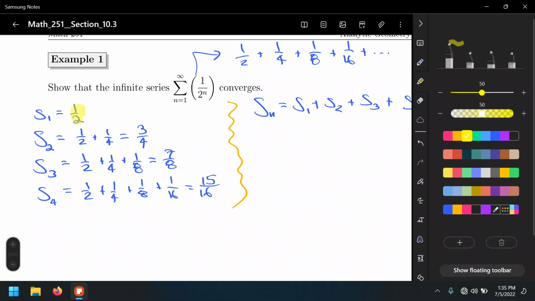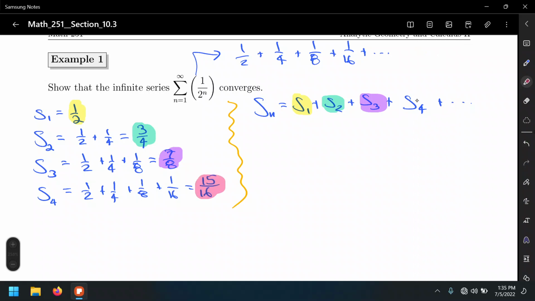let's see, this value right here is this one. This value right here will be this one. This value right there. And one more. This one right here. So let's just write them down. So S of n equals 1/2 plus 3/4 plus 7 over 8 plus 15 over 16. All right, plus etc. Okay.